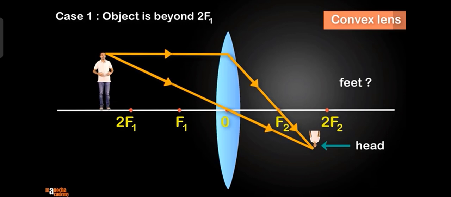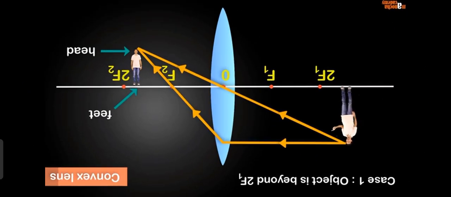So where is the feet of my image? It's on the principal axis. So you don't need to draw the light rays for the bottom of the image. Simply extend the top of the image to the principal axis and we get the bottom of the image. So as you can see, we found the position of my image here.